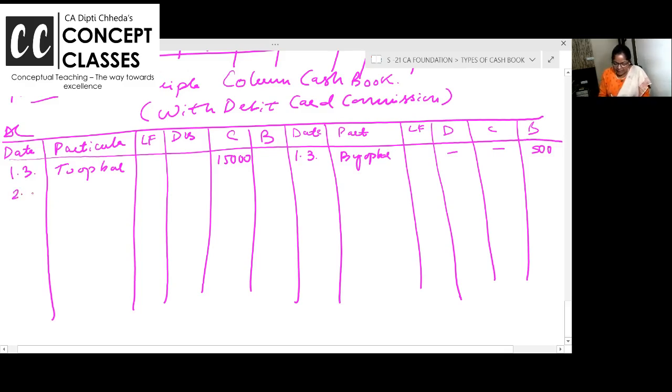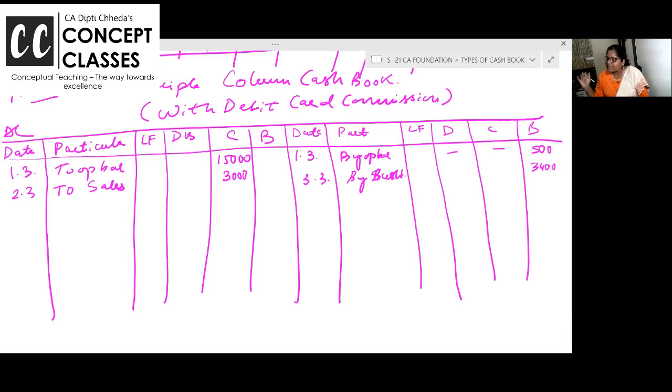Next entries, 2nd of March, cash sales. Cash column debit to sales, 3,000. Paid to Sushil by check, 3,400 is paid to Sushil by check. So bank account credit, Sushil debit. Debit the receiver, Sushil is receiver, and credit the giver, bank is the giver, so credit.